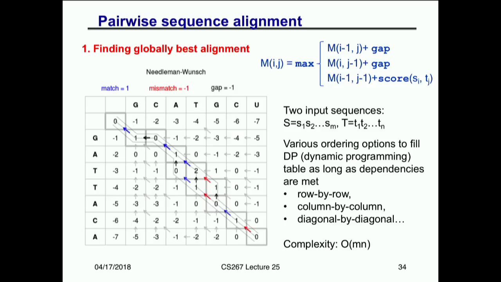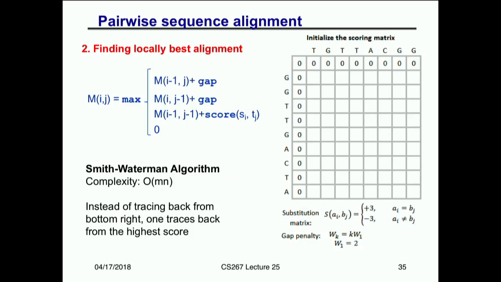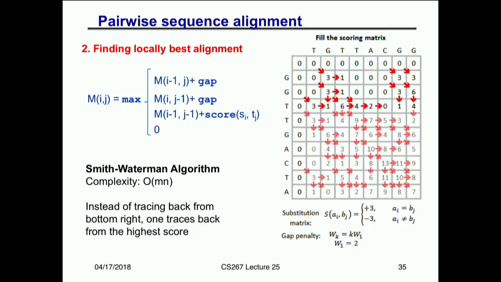So what's the problem with this idea? I call this finding the globally best alignment, meaning that I give you two sequences, and you tell me the score if I force them to align to each other globally. And there's something called the local alignment. Both of these pictures are from Wikipedia. You can actually see it.